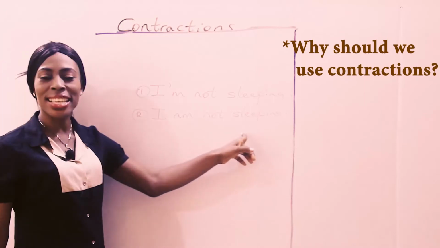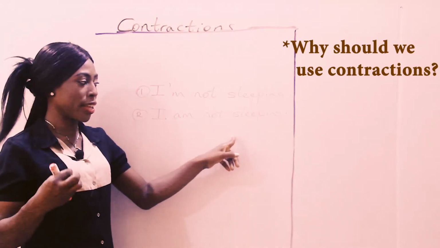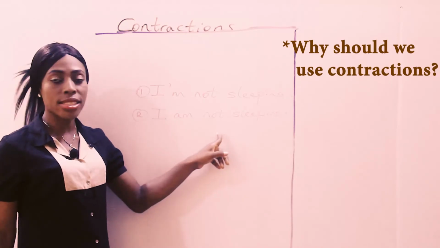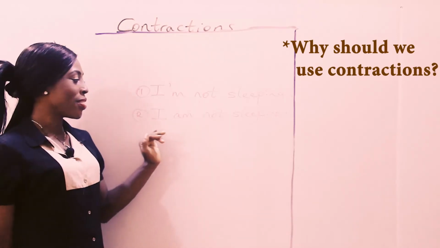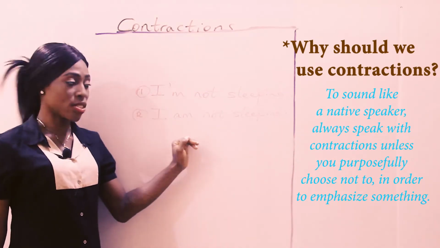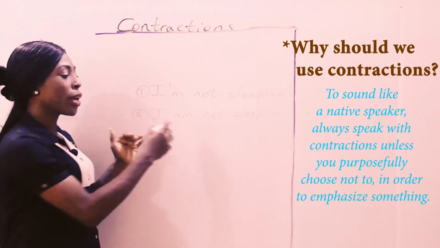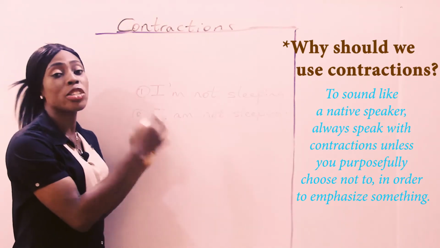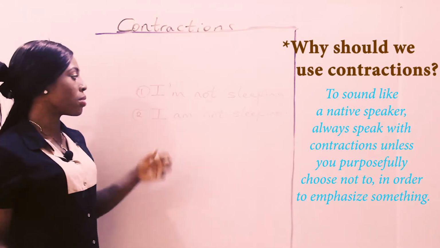But the second sentence sounds stronger. The speaker is trying to emphasize something. I am not sleeping. So when native speakers speak without contractions, they're trying to emphasize a point. So here, the speaker is trying to emphasize that he or she is not sleeping. But normally the speaker would have said, I'm not sleeping.